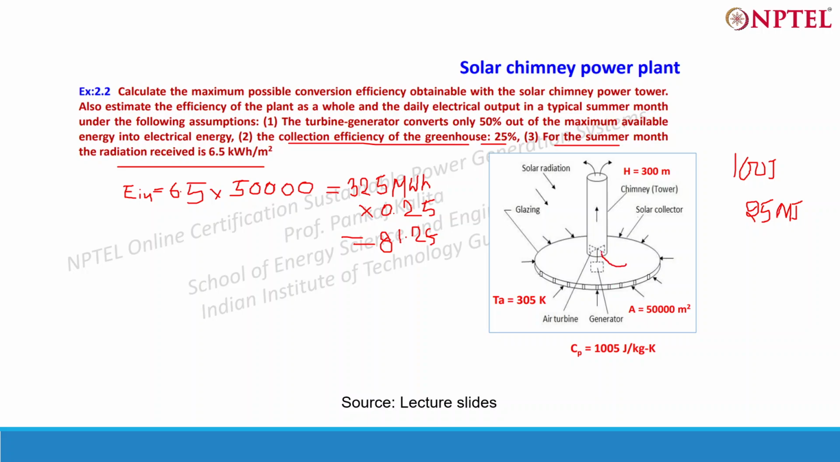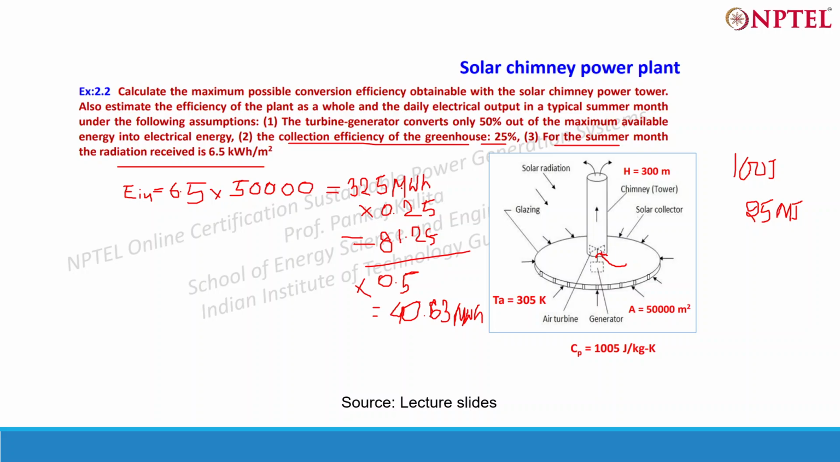Now it will move towards the rotor turbine generator, which converts only 50% of the maximum available energy. So the maximum available energy is this for conversion, and it converts only 50%. So again you multiply it with 50%, 0.5, and it comes out to be 40.625. This is the output, 40.63 let's say, megawatt hour.